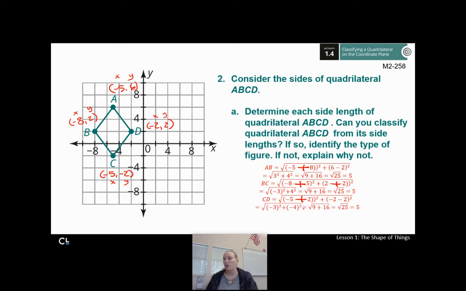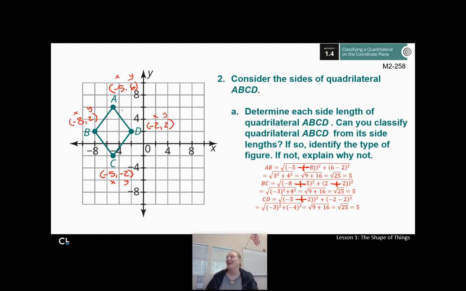Negative 3 squared, of course, gives us a positive 9. Negative 4 squared gives us a positive 16. And look what happened again. 9 plus 16 is 25. The square root of 25 is 5. So far, we've got 3 congruent sides. This is a good sign. Maybe the last one will get there too.